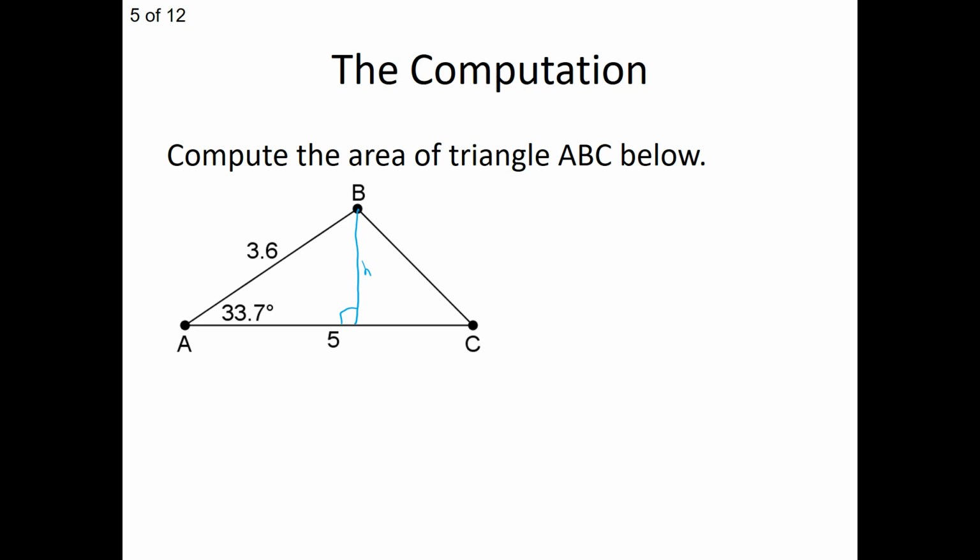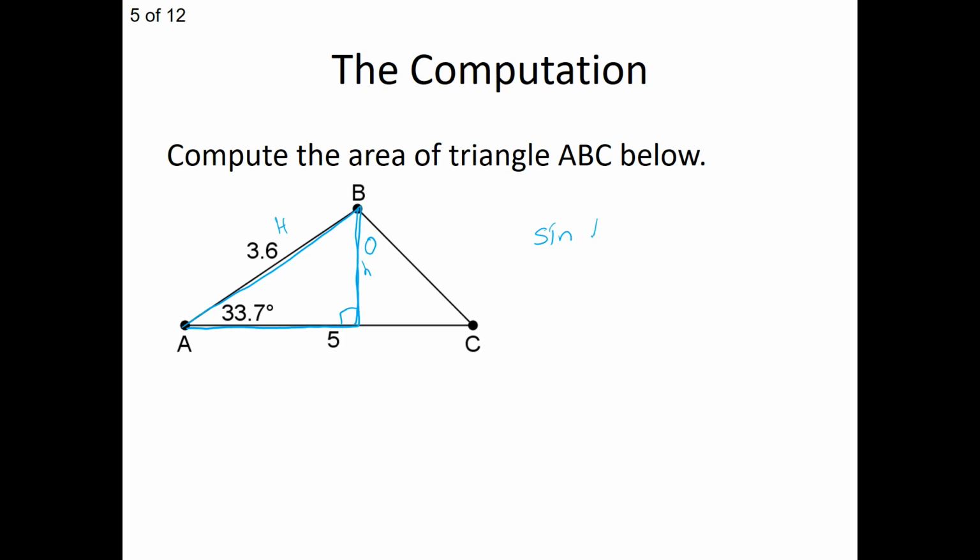To do that, we have a tool with our right triangles that will help us, because remember that altitude creates a right triangle for us. We find ourselves working with this triangle with an acute angle of 33.7 degrees. What that means is we can use SOHCAHTOA. Our angle is 33.7, we're looking for the opposite side h, and we have the hypotenuse side 3.6. So we're going to use the sine.